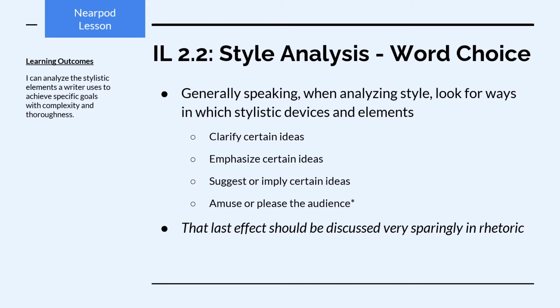However, I must warn you that last effect, providing amusement or pleasure to the audience, should be discussed very sparingly in rhetoric, and that's just because that's the sort of thing you would write about for the kinds of text, the kind of genre that are meant to be performed aloud, because you have to hear those things that are considered amusing or pleasing, like rhythms and word arrangement and phonetic sounds and word sound. So while we may talk a little bit about how certain stylistic devices can be used to create pleasing elements or witticisms, we're going to focus on that fourth one very sparingly in this class.